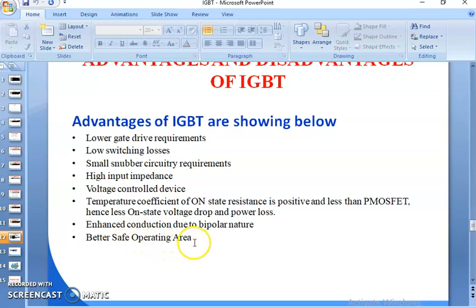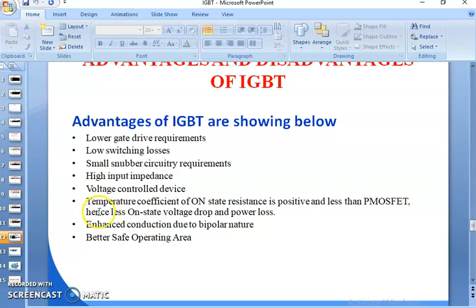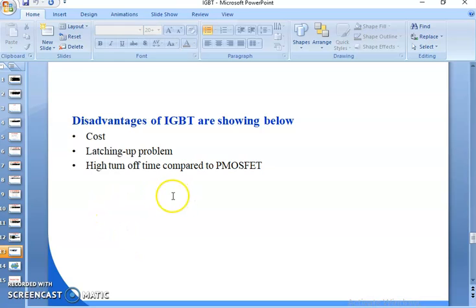Enhanced conduction due to bipolar nature. Bipolar means the device conducts due to the action of both electron carriers and hole carriers. Last one is the better safe operating area. Safe operating area means the IGBT should operate within a safe limit, otherwise it will create some disturbances. Disadvantages of IGBT are shown below: cost, latching up problem, high turn off time compared to power MOSFET.